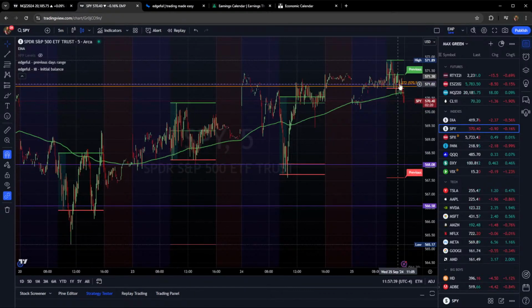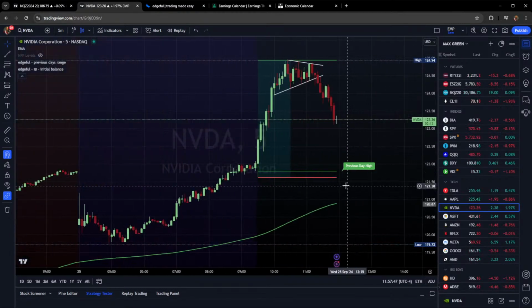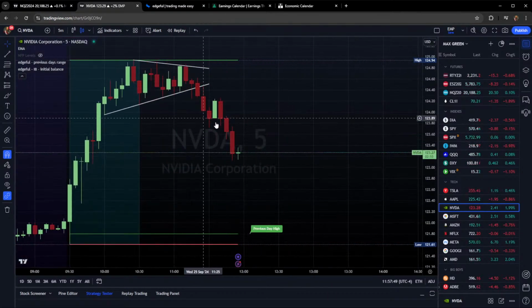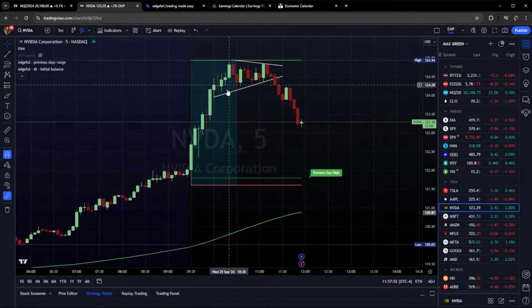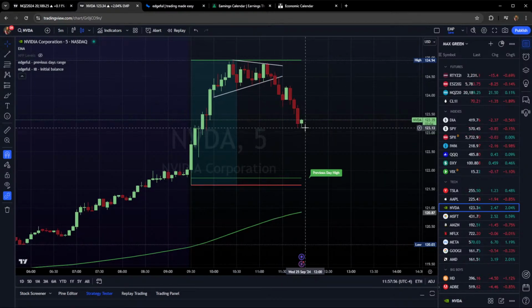SPY, this is kind of breaking structure on SPY. Hey, Nvidia played out like I wanted. Failed this quick uptrend, and it's coming back trying to find some support down here. 123 is a big level. I've had it marked for a long time.